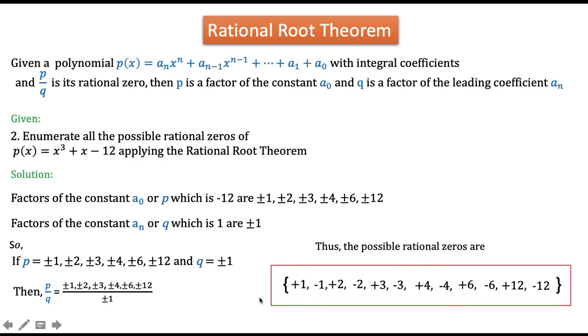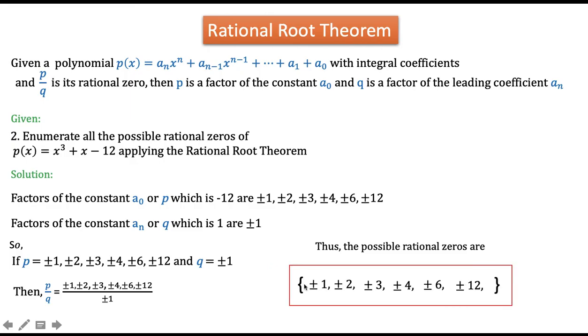We can also write this in this form, combining the positive and negative numbers: plus minus 1, plus minus 2, plus minus 3, plus minus 4, plus minus 6, and plus minus 12. And this is our answer.